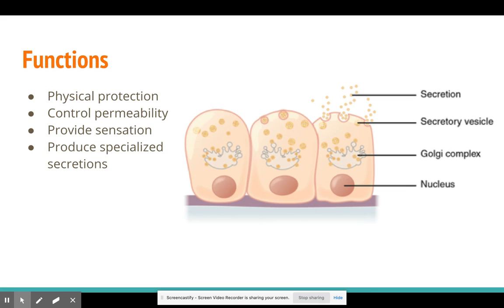I think the epithelial tissue that you're most well known with is your skin. So your skin is the main form of epithelial tissue. If you think about it, your skin helps to physically protect you. It's the first barrier of infection. It controls permeability, so your skin actually breathes. Things go in and out.